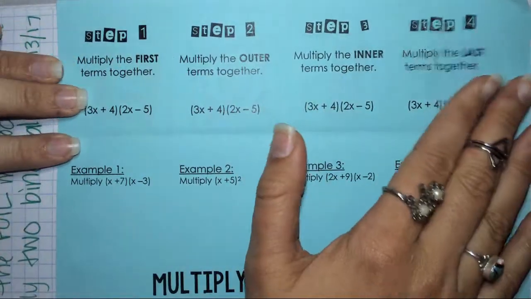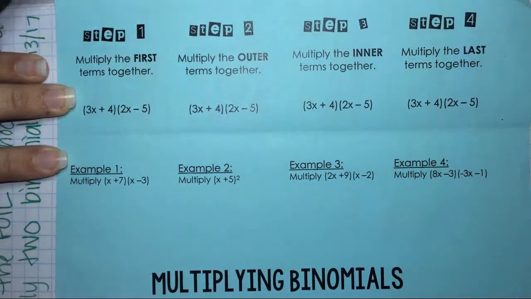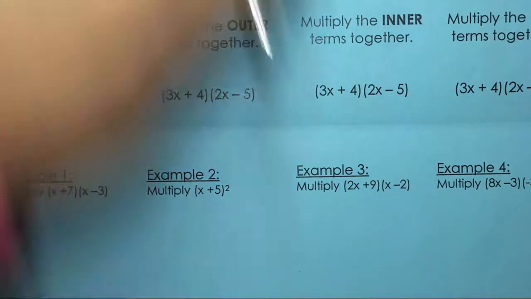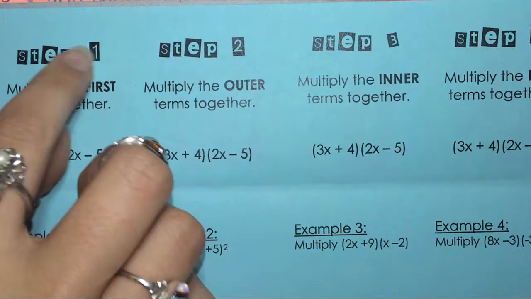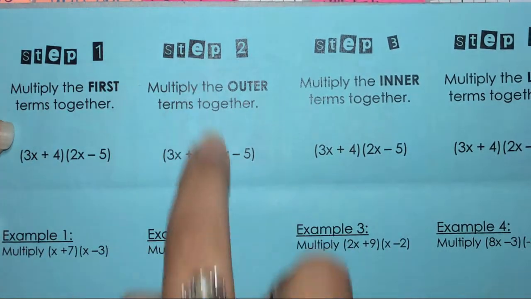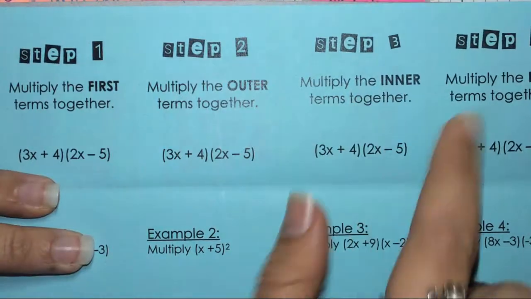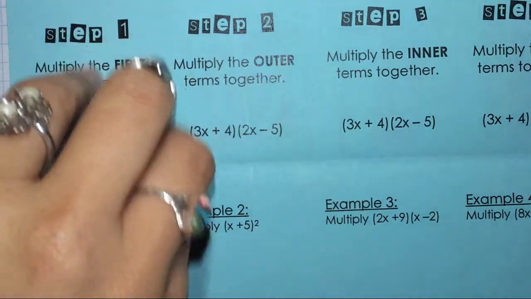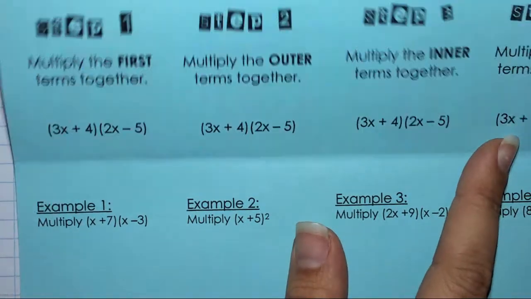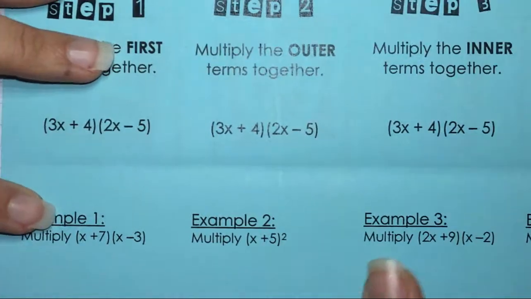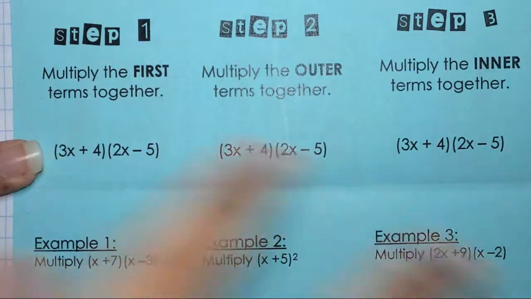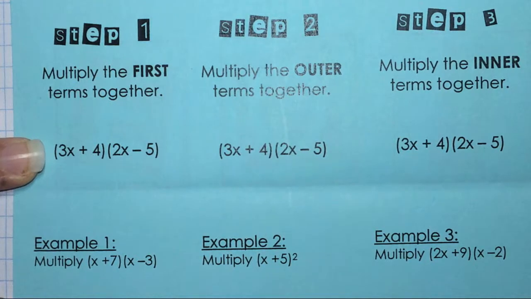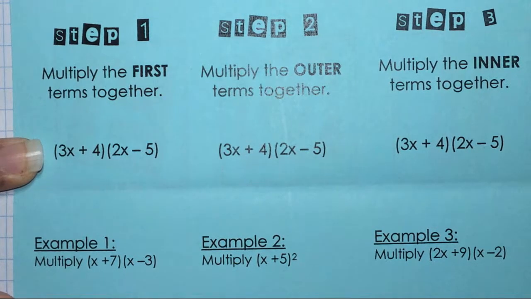Now, we have 4 steps that we do, and then we combine like terms, okay? So we're going to break it down. Step 1 we're going to do right here. Step 2 we're going to do right here. Step 3 and then step 4. It's the same binomial each time, but we're breaking it down step by step. Is everybody with me? Now, FOIL you only use when you have two binomials together. You only use this when you have two binomials.